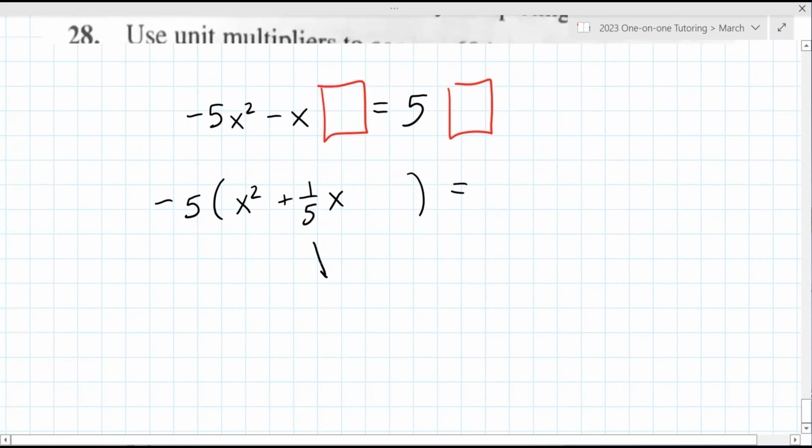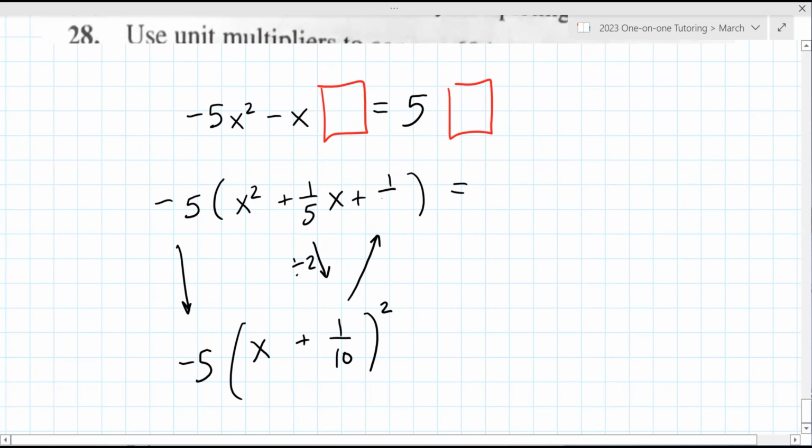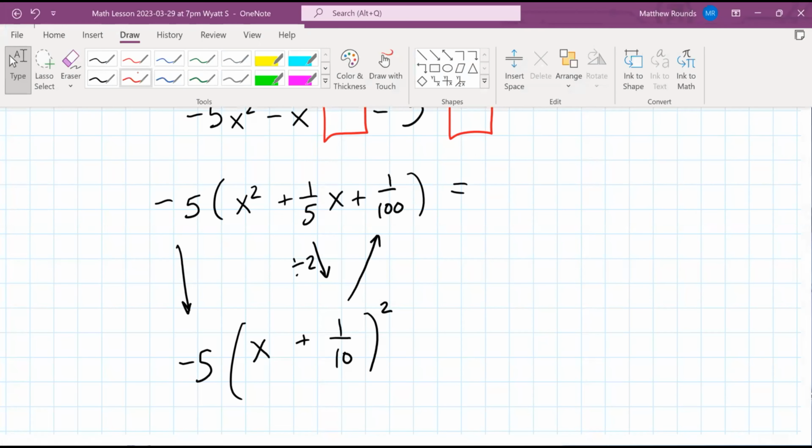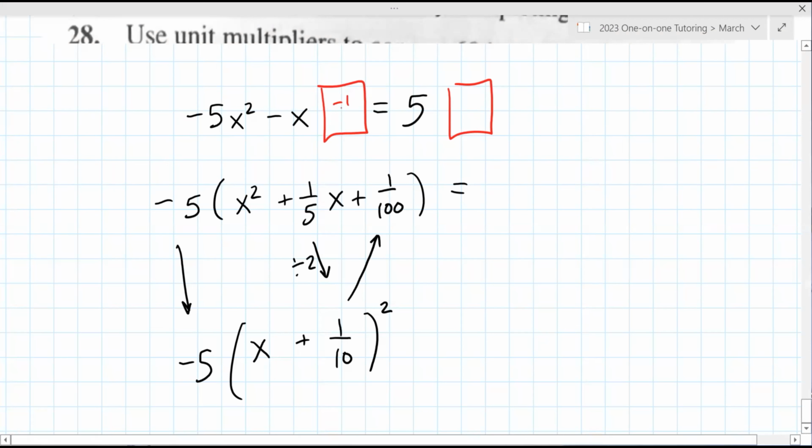Okay, so the algorithm says you divide by 2 here. So it's x plus 1/10 squared. Is that okay? Then to go back, you have to square this term here. So that's 1 over 100. To get the number in the red box here, you have to multiply in that last one. So that ends up being minus 1 over 20.